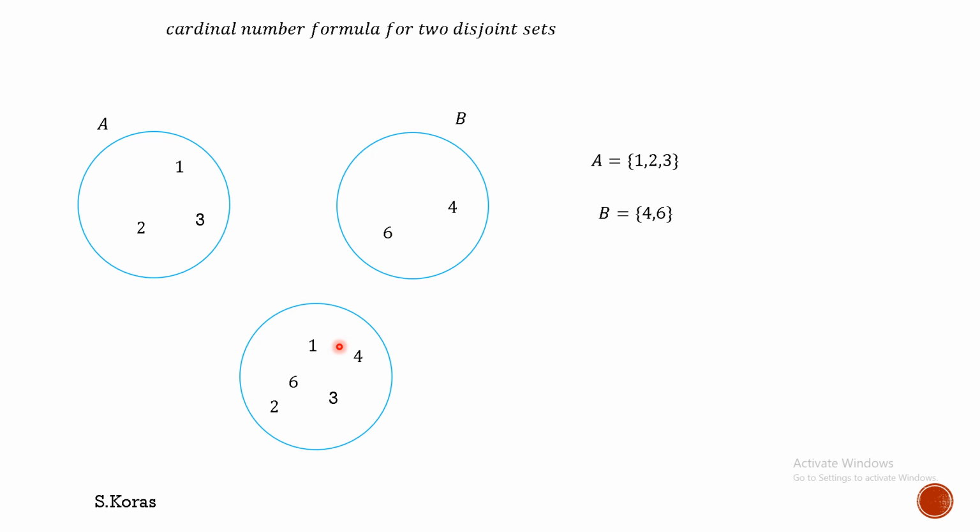Now let's see A union B, that is 1, 2, 3, 4, 6. Now let's see its cardinality. Number of elements in set A is 3. Number of elements in set B is 2. And let's see how many elements are in the set A union B, that is 1, 2, 3, 4 and 5. So n of A union B is equal to 5. Right. So number of elements in set A is 3, in set B is 2 and in A union B is 5.